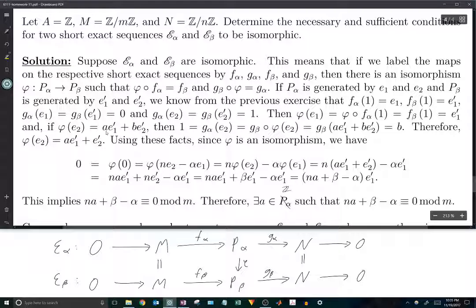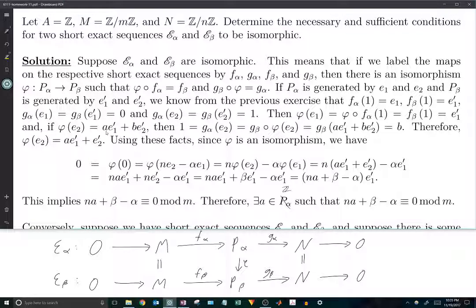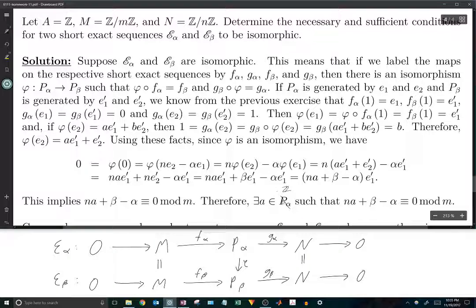Some a in Z, some integer Z such that na plus beta minus alpha is congruent to 0 mod m. And it wouldn't really even make sense for it to be in P alpha. If anything, it should be in P beta, since E1 prime is in P beta. But yeah, all these things are integers, so it wouldn't even make sense for it to not be an integer. Okay, so I was right. Well, I was right when I was saying it, not right when I was typing this up. So there's some integer a such that na plus beta minus alpha is congruent to 0 mod m.